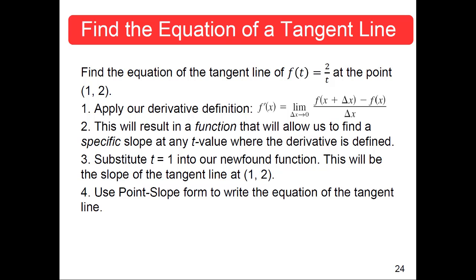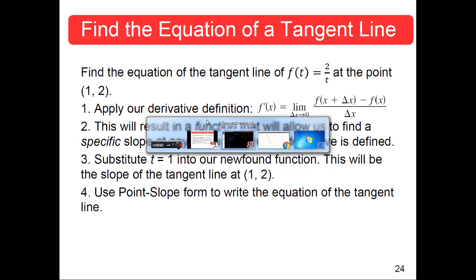Since I specified the directions that I want to take that route for finding a derivative function, let's do that. So we want to use our regular limit definition. We'll find the derivative function. We will then evaluate that derivative function at t equals 1. That will be the tangent line slope we're looking for. And then we'll use the point slope form to finally write the equation of the tangent line. So f of t equals 2 over t at the point 1, 2.